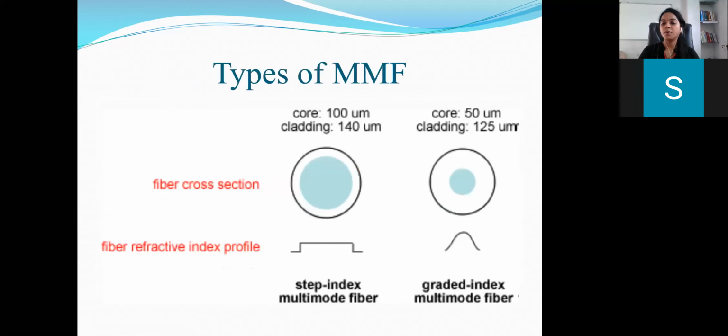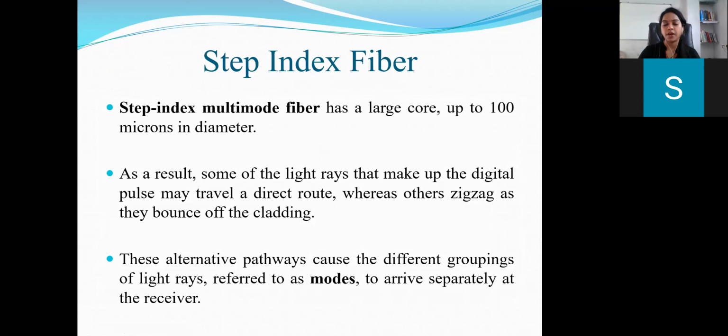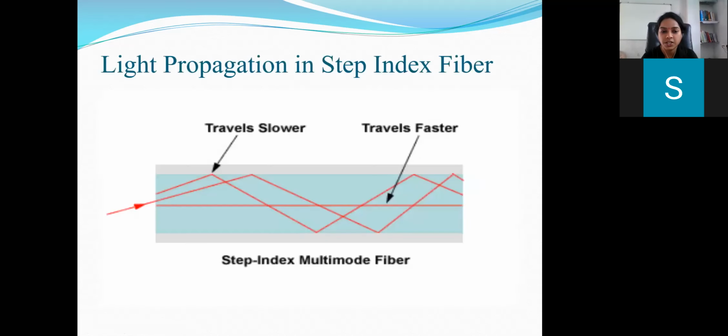So types of multimode fibers, in multimode fibers also you have two types. What are the two types? Step index multimode fiber and graded index multimode fiber. Now what is step index fiber and what is graded index fiber? That is what we are going to see here. So this is called step index multimode fiber.